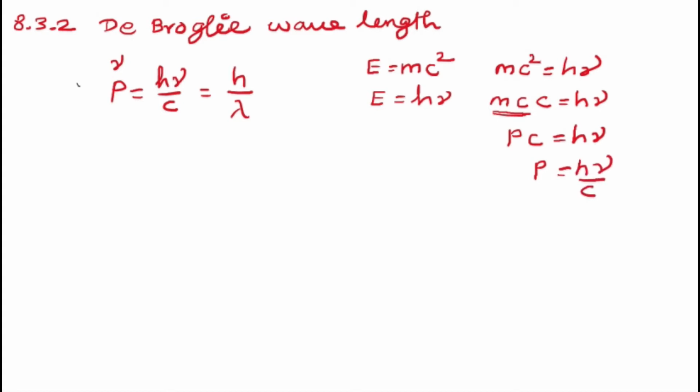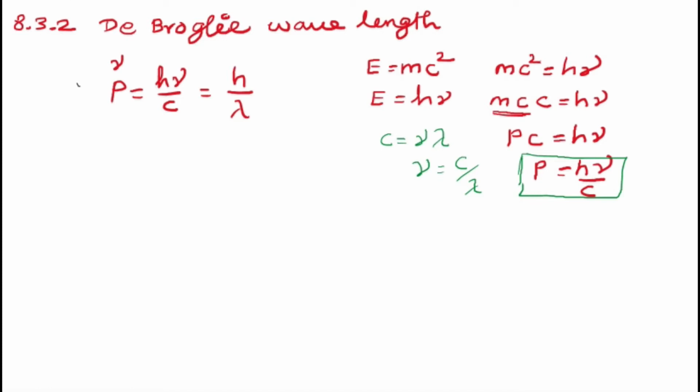This is our equation. First, the de Broglie momentum equation, and c is equal to nu lambda, so nu is equal to c by lambda. Substitute this new value in this momentum equation, and we get P is equal to h by lambda.